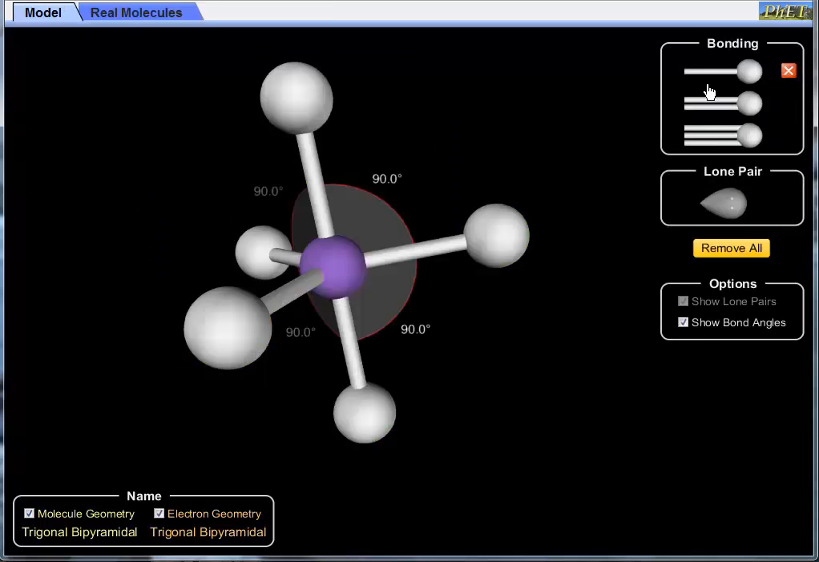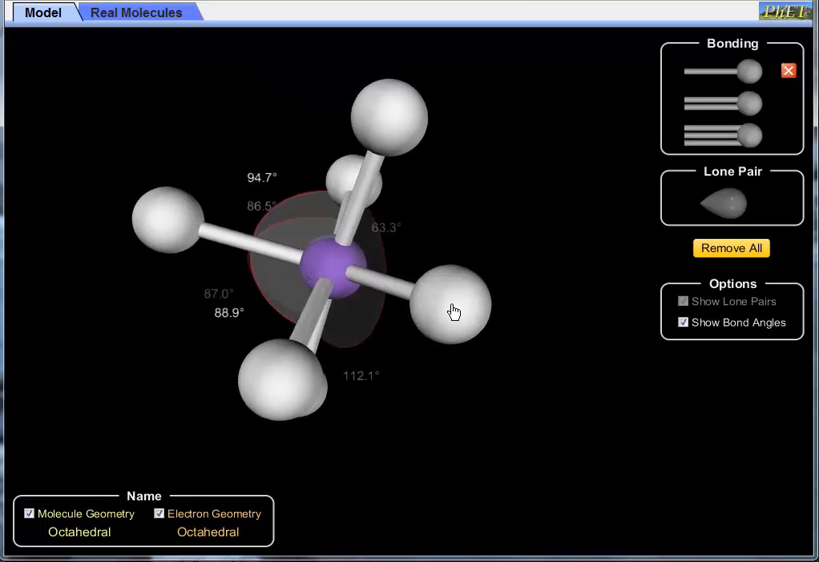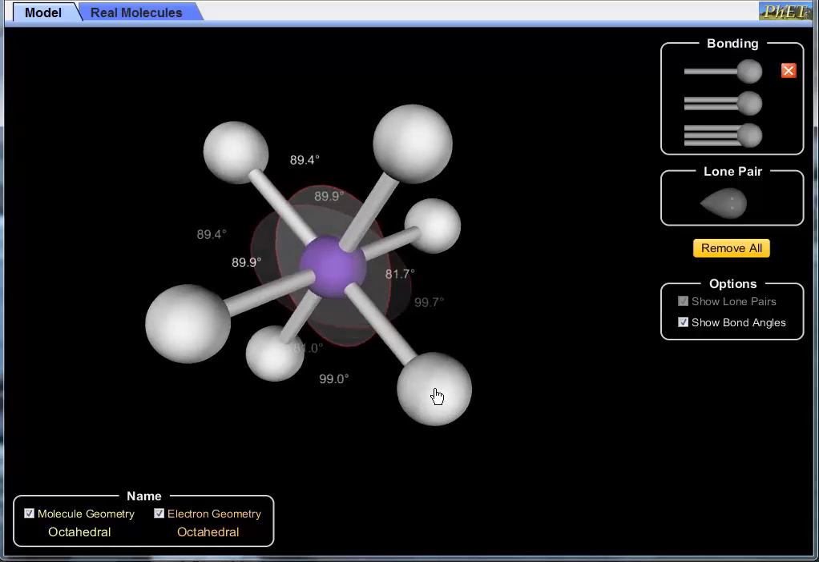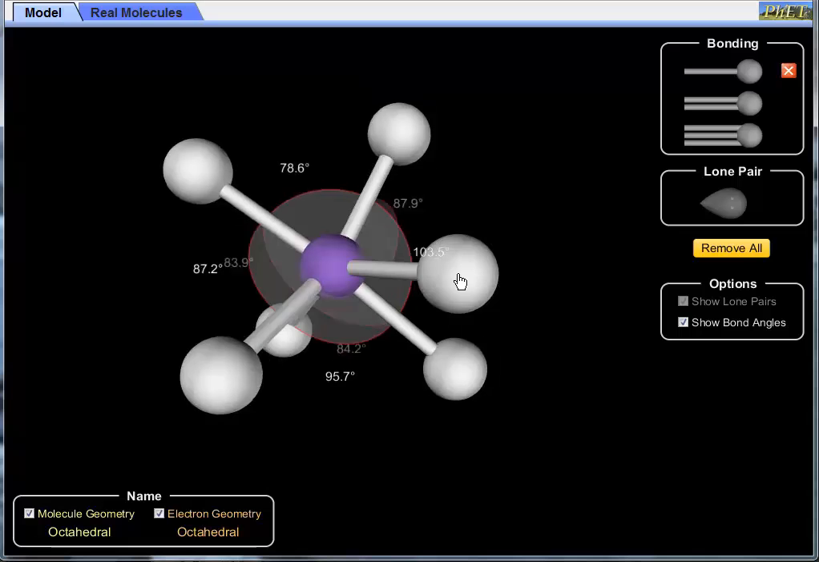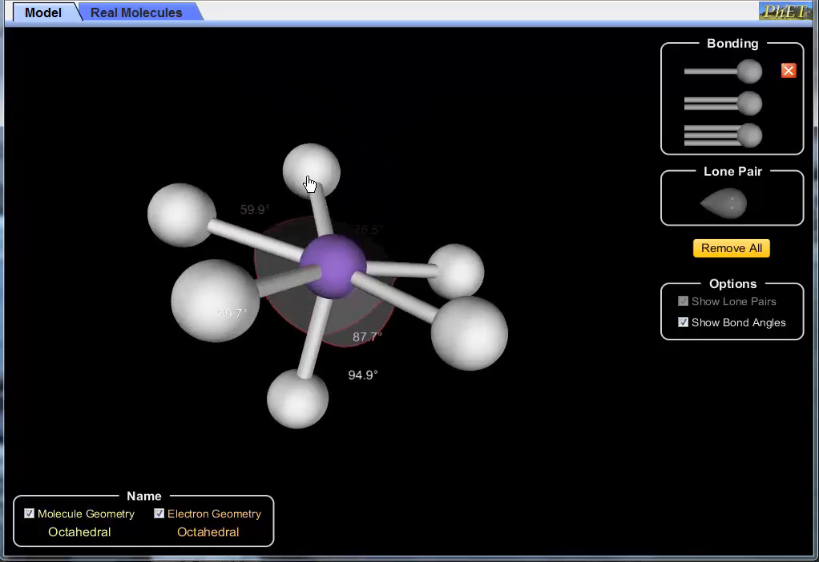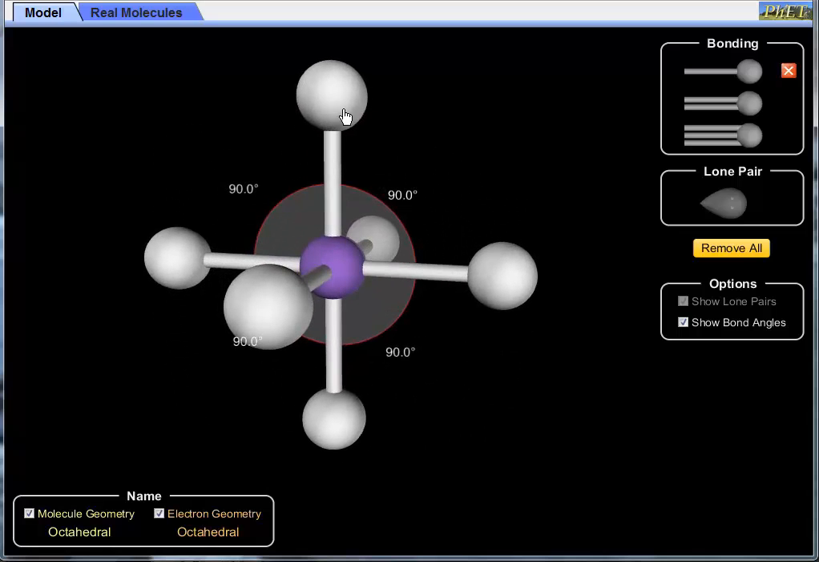If we go back to our model, we can add one more single bond, and here we have a structure where all of the bonds are 90 degrees with respect to each other, and no matter how we turn it, it will always look like four of the atoms are in a plane, and the two other atoms stick up above and below the plane. So the geometry for this is called octahedral. And the molecular geometry is the same because we're not involved with any lone pairs.